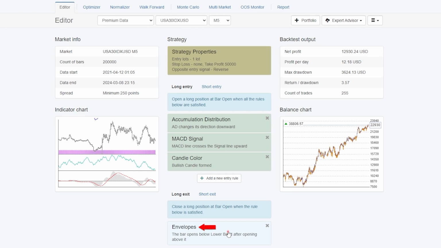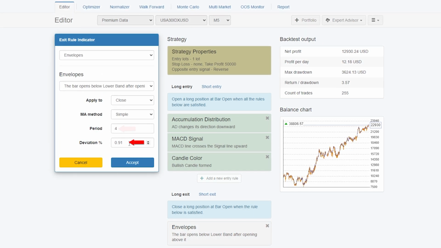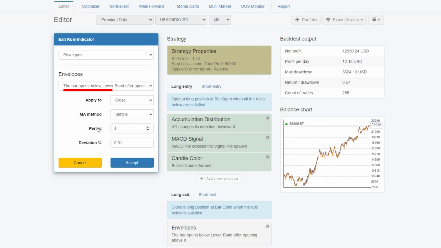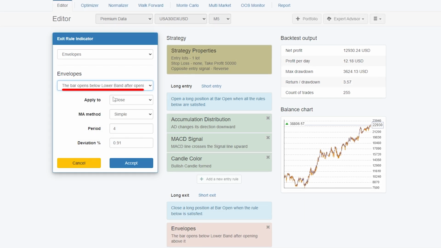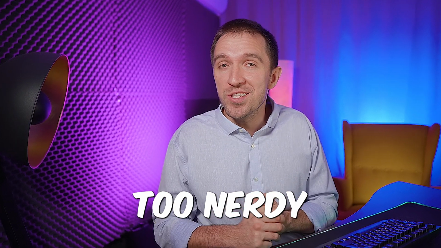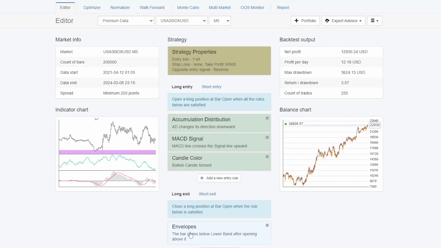Plus there is an exit condition with the indicator Envelopes, period of 4, deviation 0.91, and if we see a bar that opens below the lower band, after opening above it, the expert advisor will close. But I don't want to make the video too nerdy to explain the indicators behind the robot. I want to rather show you the statistics we have.